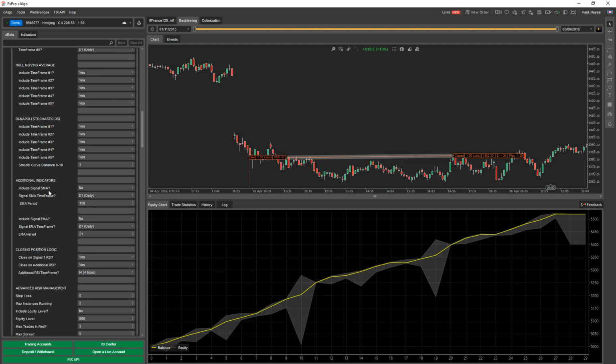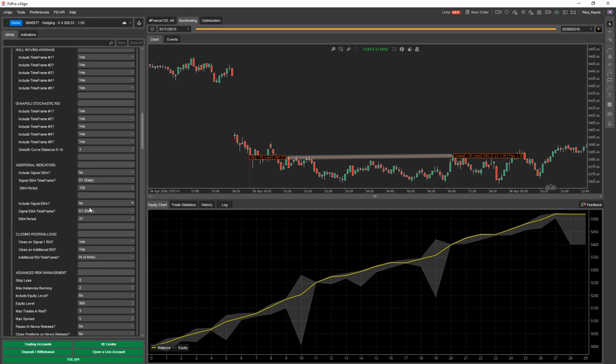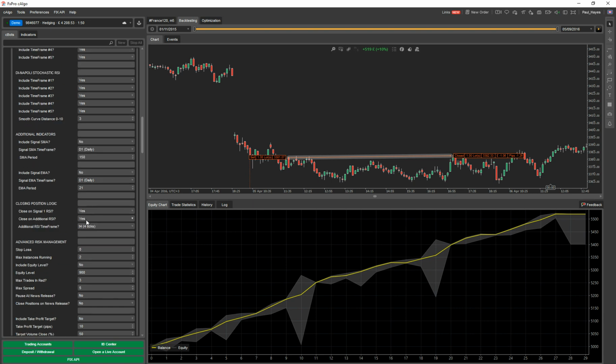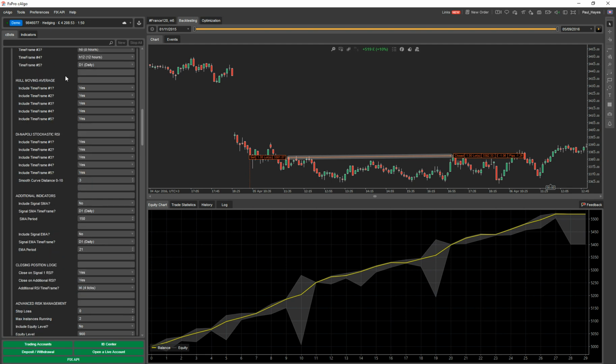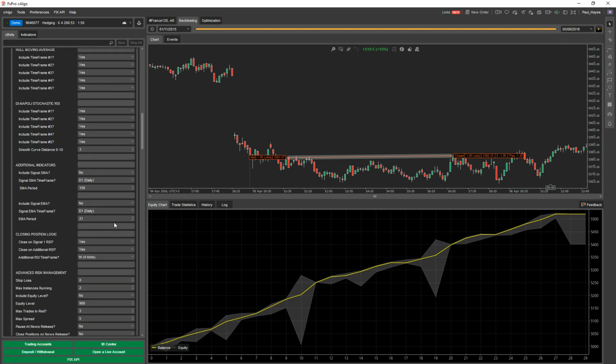So you can also include the simple moving average and the exponential moving average. You can specify the time frame for that and the period. Closing position logic: I don't use a stop loss on this strategy. It actually closes the position when signal 1 RSI, so signal 1 is set as 1 hour, when the stochastic RSI or the DiNapoli one is overbought or oversold, it will close a position.